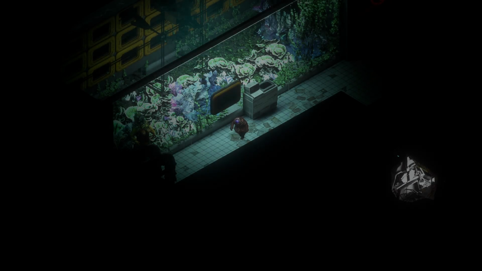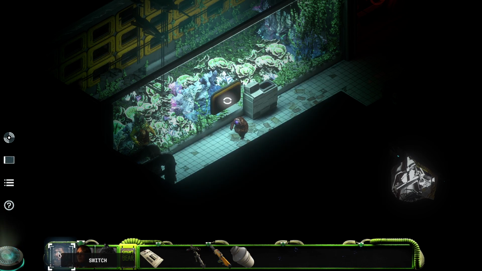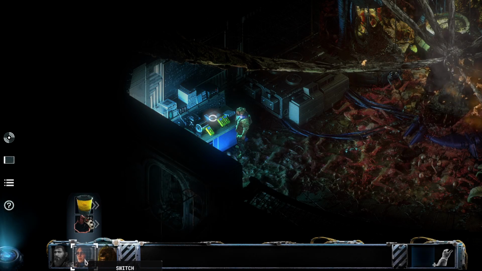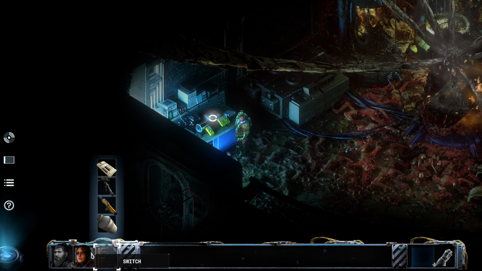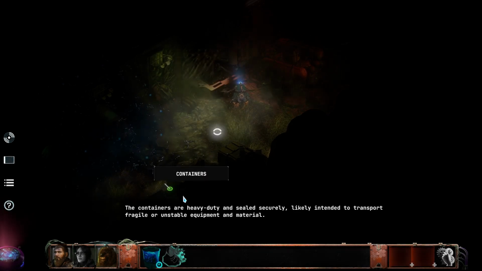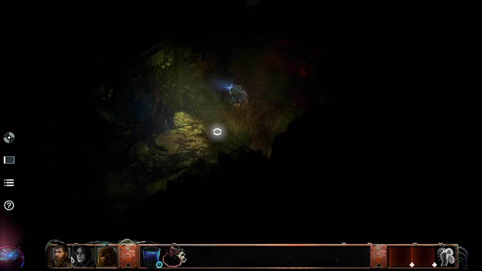Do we have different text for it in the different stages from everybody? Well, this just got weird. He's growing wires out of his shell. You know, that is kind of strange, actually. Well, it's not winning any beauty contest, but we could use this to inseminate something. Another scrubber, I assume. So it's mature now.